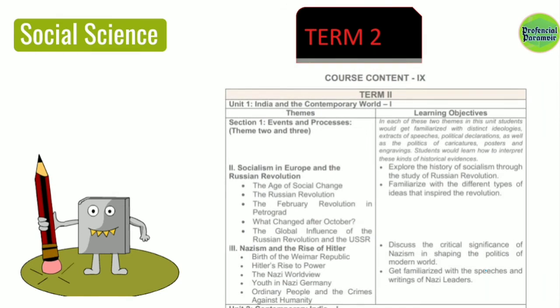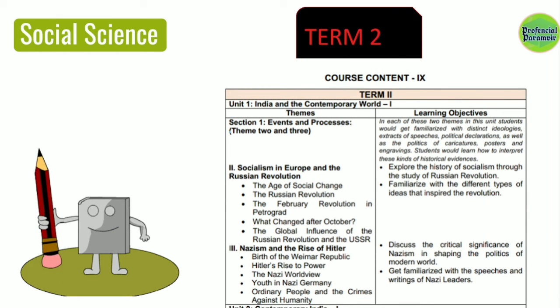Okay, coming on to term 2. In term 2, from history, the next 2 chapters, socialism and Nazism, are going to come. From socialism, the age of social change, the Russian Revolution, the February Revolution in Petrograd, what changed after October, the global influence of the Russian Revolution and the USSR. From the chapter Nazism, we are having birth of the Weimar Republic, Hitler's rise to power, the Nazi worldview, youth in Nazi Germany, ordinary people and the crimes against humanity.